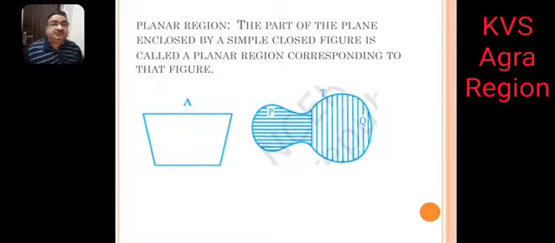That is, the part of the plane enclosed by a simple closed figure is called a planar region corresponding to that figure. In figure A, enclosed by the four line segments, and in figure T, enclosed by the curve.